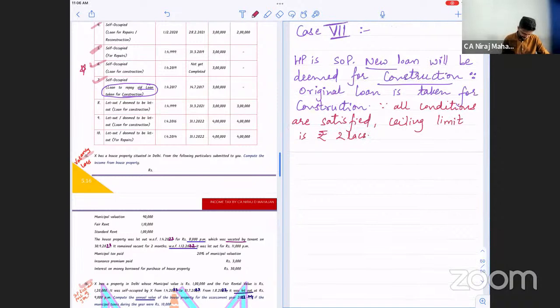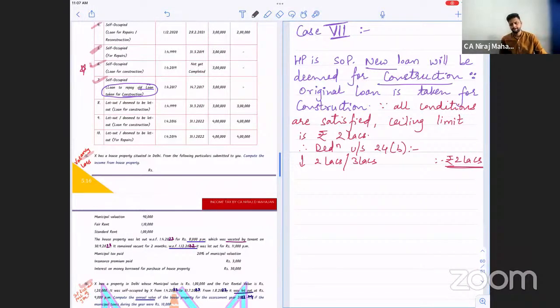Okay, therefore, deduction under section 24B, lower of 2 lakhs or 3 lakhs, which is rupees 2 lakhs. Yes, everybody. I hope this is okay till here, all of you.